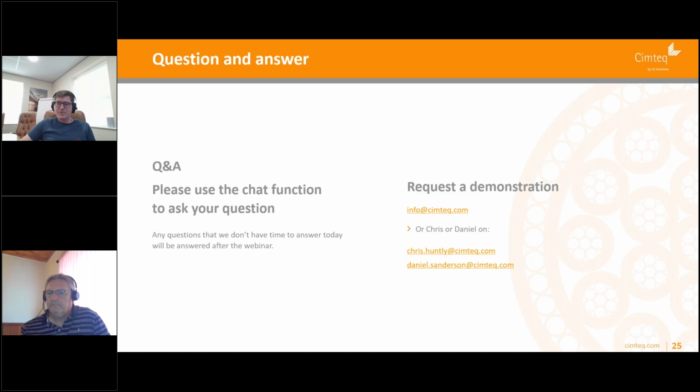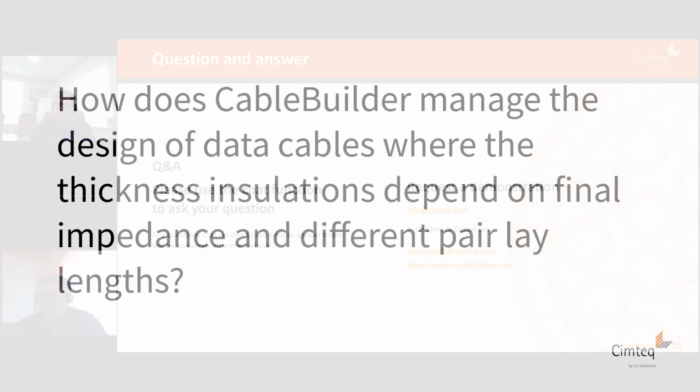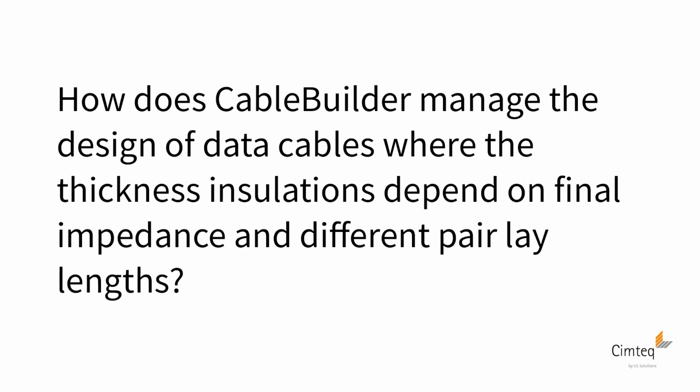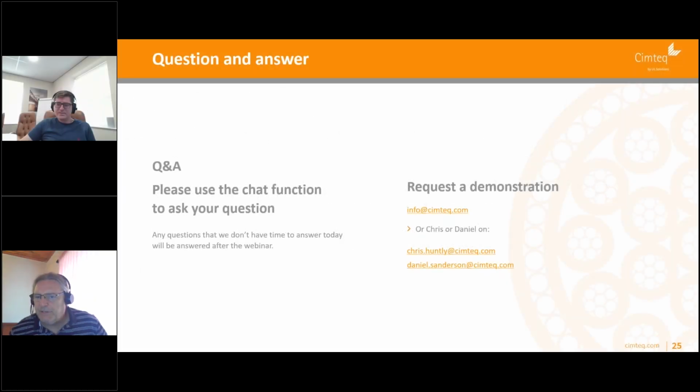I think there's another CableBuilder question at the bottom popped up now, Chris. Okay. Question is, how does CableBuilder manage the design of data cables where the thickness of insulation depends on impedance and different pair lay lengths? Well, yes. If I can just share my screen.